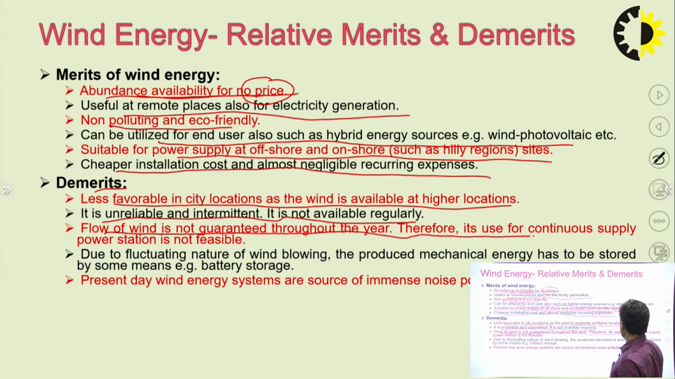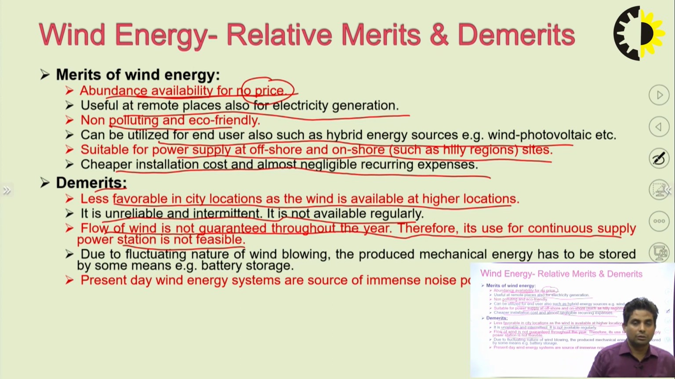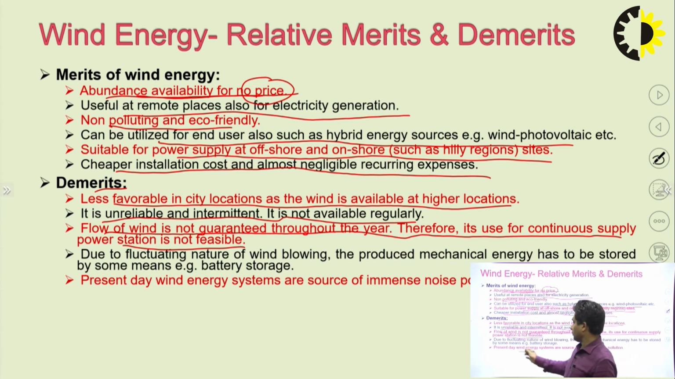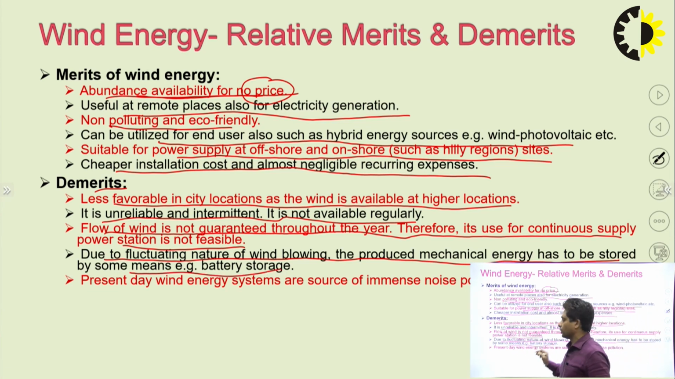So it is not feasible for a continuous supply power station, because when the wind is not available at the required velocity, the production is low, so we cannot directly set up a power station; we use alternative sources as well. Due to the erratic nature of wind blowing, the produced mechanical energy has to be stored by some means, that is the battery or storage.